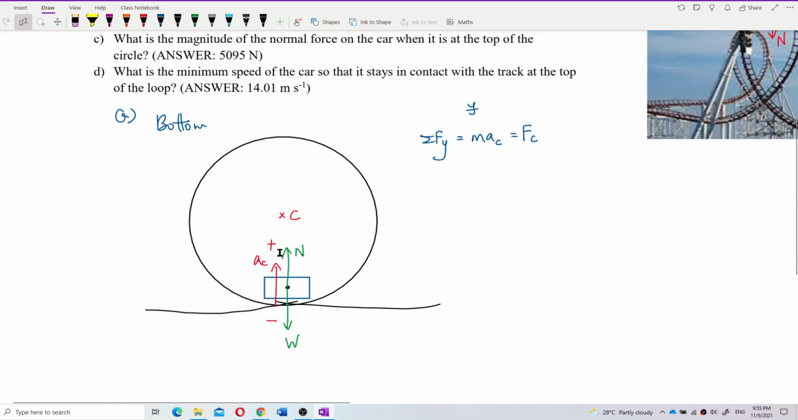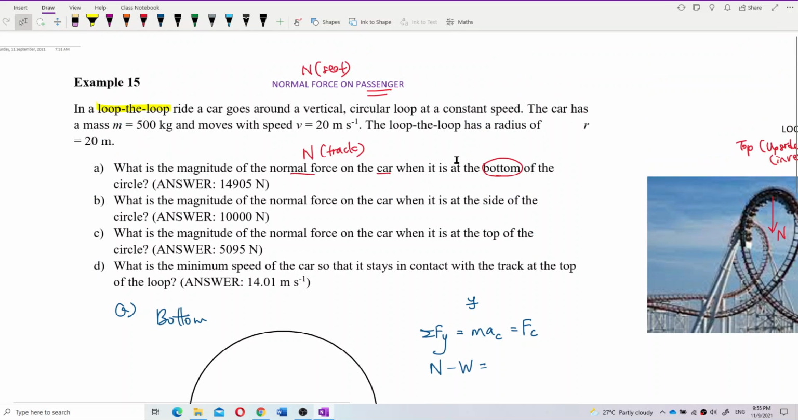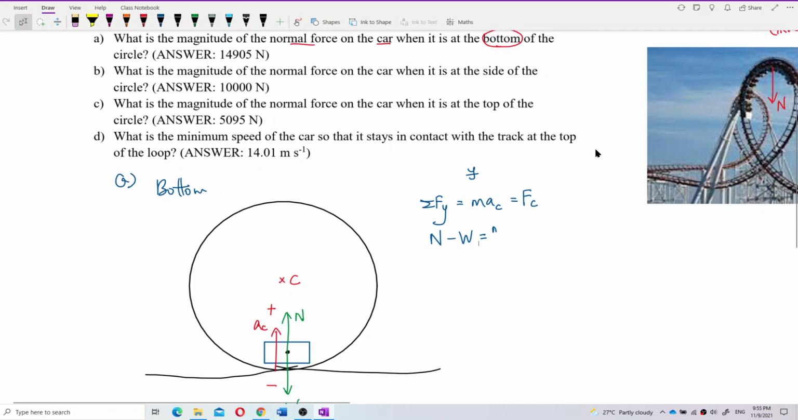Normal force is positive because it follows acceleration. Just write that down. Normal force is positive, but the weight is opposite acceleration, so it is negative. The formula for a_c is v squared over R, so m v squared over R. Then normal force minus W equals m v squared over R. So normal force equals mg plus m v squared over R.